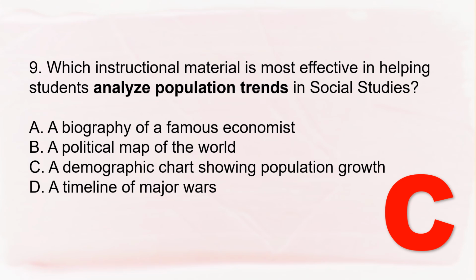Letter B, political map of the world. This shows country boundaries but not population data. For letter D, timeline of major wars, this is important for history but not for studying population trends. Only letter C is the correct answer.